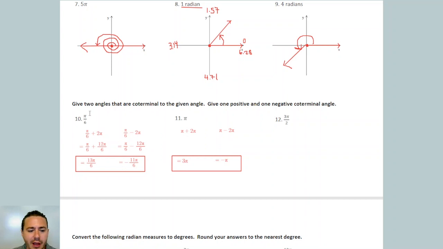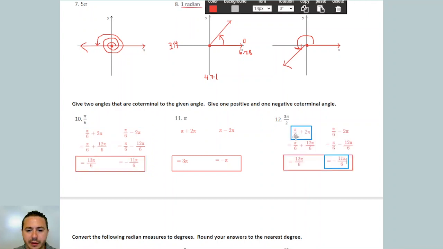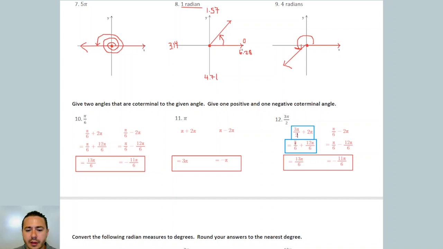So 3 pi over 2. I'm going to go ahead and copy my work over here. So we're going to take 3 pi over 2 and we're going to add or subtract 2 pi from that. So instead of pi over 6, we've got 3 pi over 2 plus 2 pi. So I need a common denominator there, and so 2 pi is the same as 4 pi over 2 because 4 divided by 2 is 2. So 3 plus 4 is 7, so I should get 7 pi over 2. So that is an angle that's coterminal to 3 pi over 2.